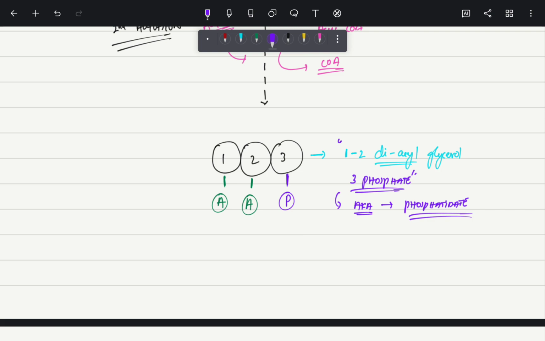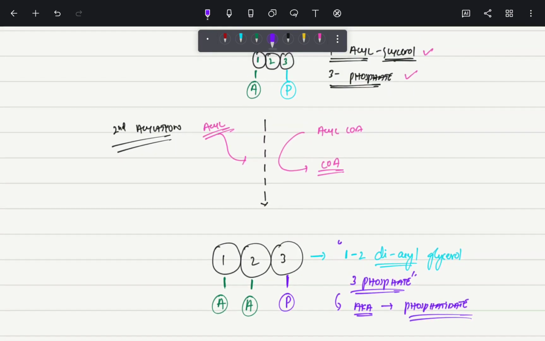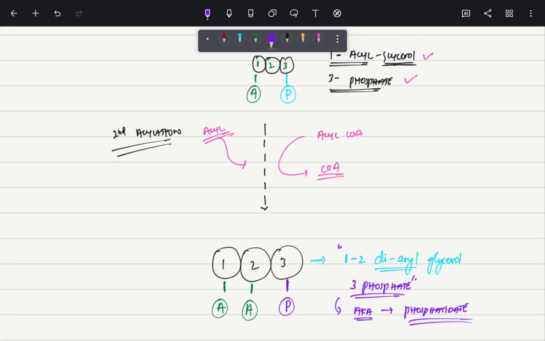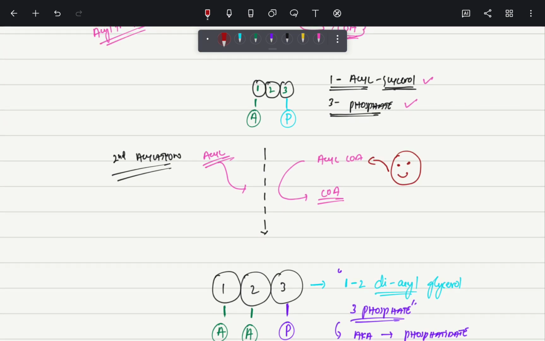in my previous video. Once this phosphatidate is formed, we can synthesize triacylglycerol and phospholipids. Okay, now what is the enzyme responsible here? What is the enzyme responsible for transferring this acyl CoA to the 1-acylglycerol 3-phosphate? The answer is very simple.